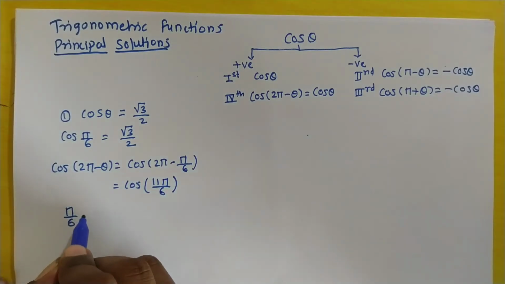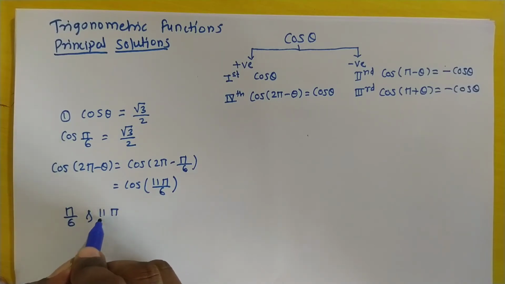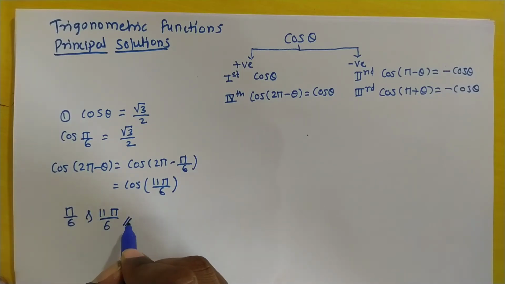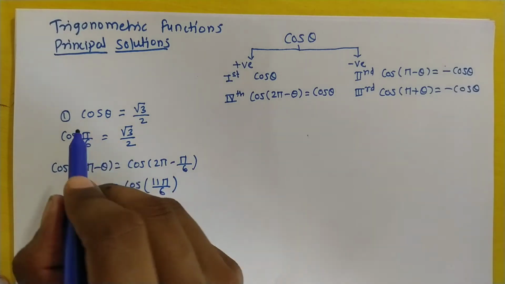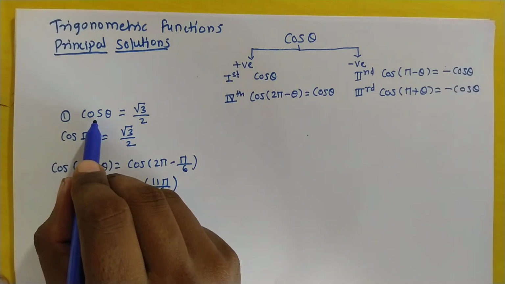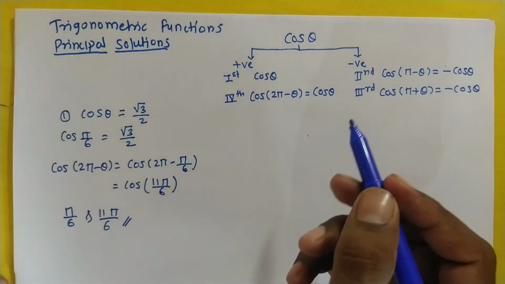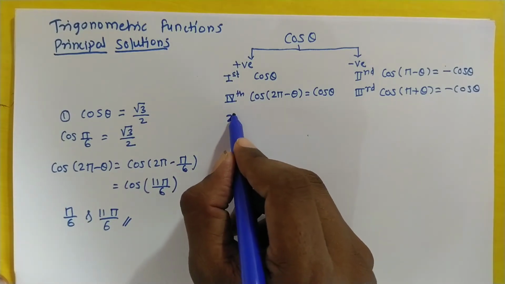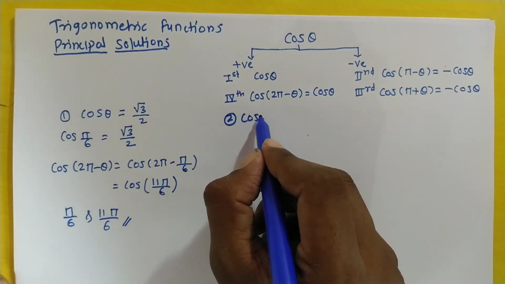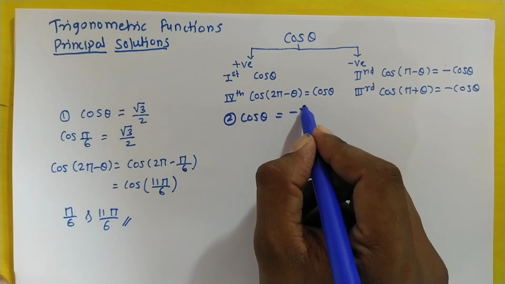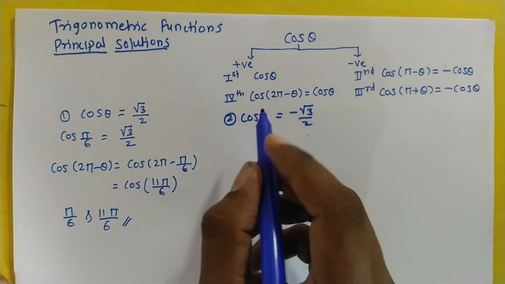So pi by 6 and 11 pi by 6 are the principal solutions for the trigonometric equation cos θ = √3/2. Now we take the next example: cos θ = -√3/2.